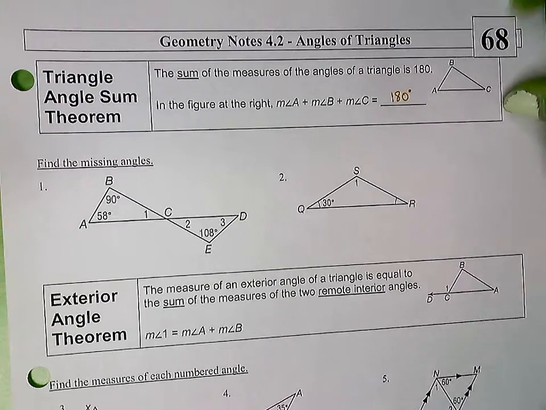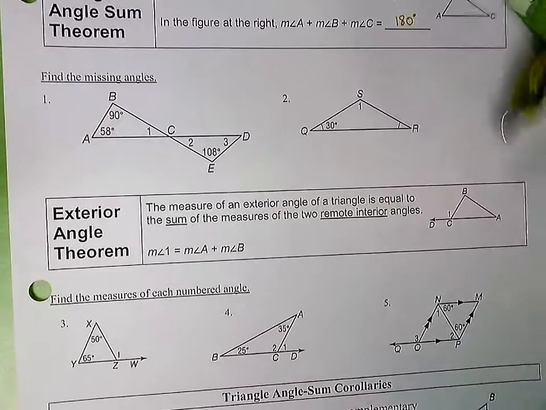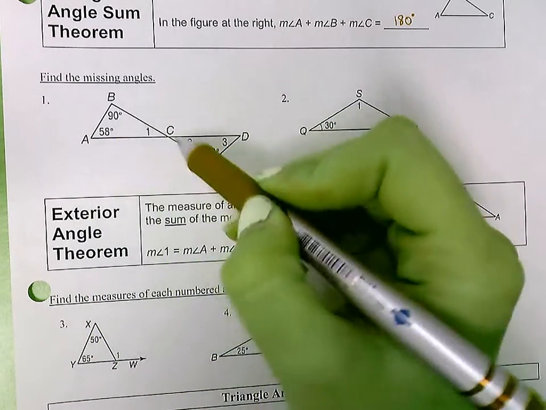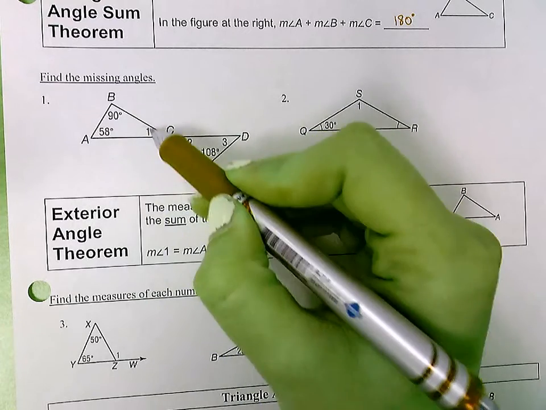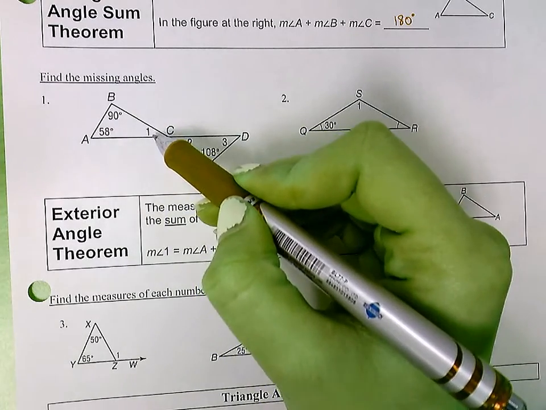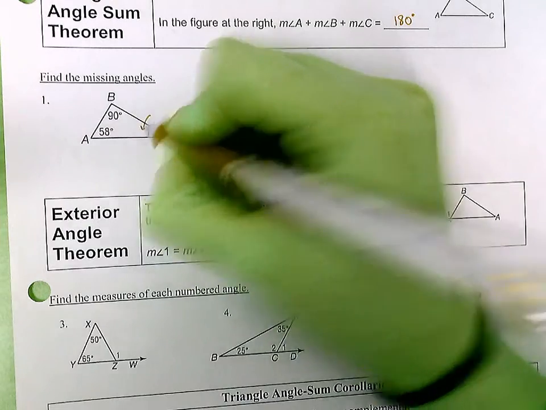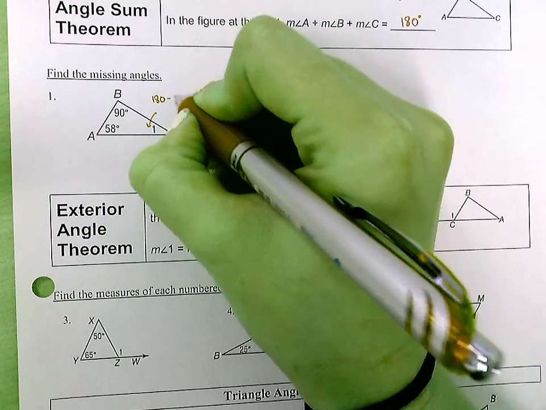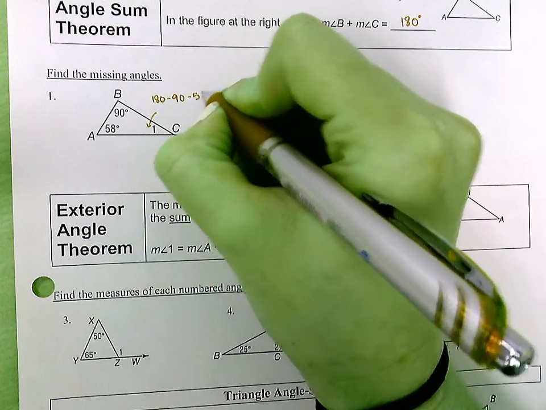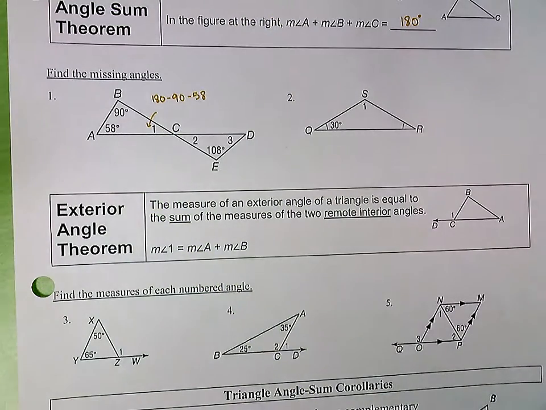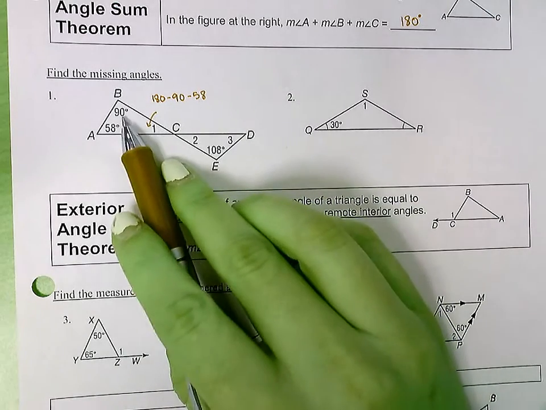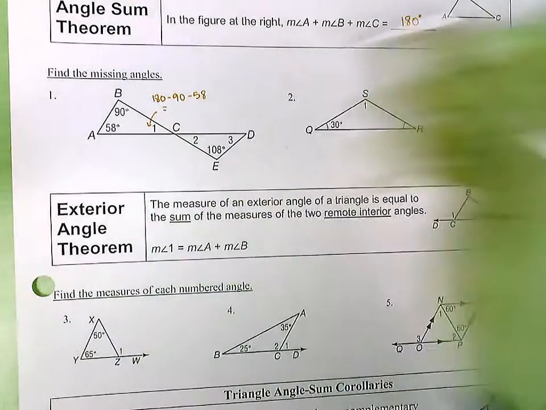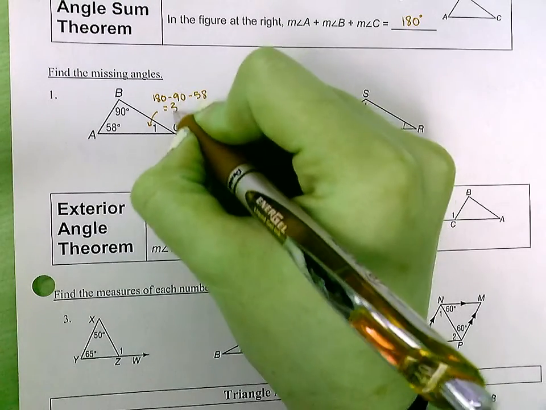Okay, so we're going to do two examples here. This first one, in triangle ABC, I have two of my angles. I'm missing angle 1 right here. To get that angle measure, I can take 180 and subtract the two angles I already know. In this case it would be 90 and 58. Once I do that, I get 32 degrees.